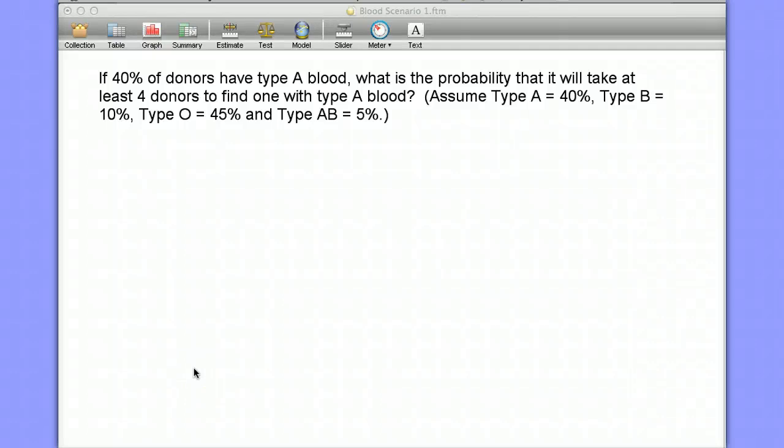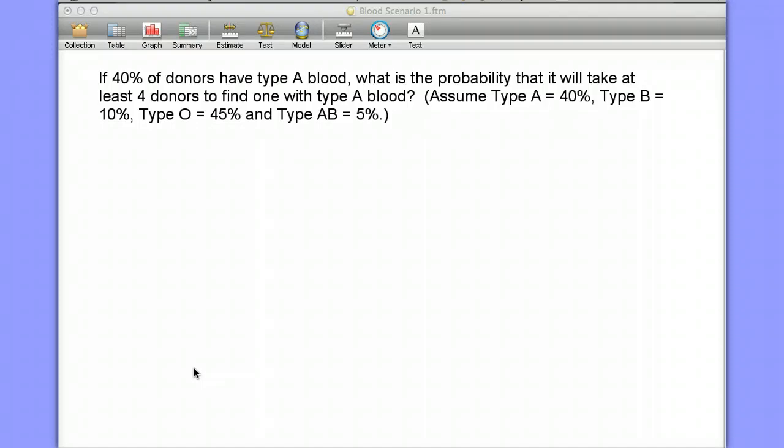Hello, I'm Lena Taro. In this video, I'll be showing you how to use Fathom to perform a simulation to answer the following question. If 40% of donors have type A blood, what is the probability that it will take at least 4 donors to find one with type A blood?